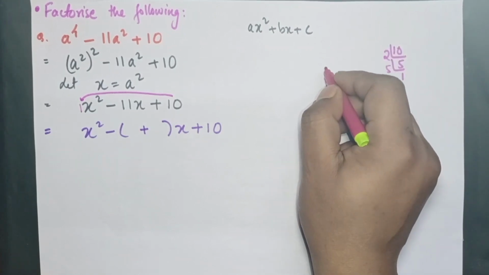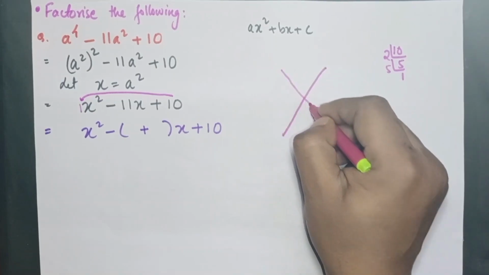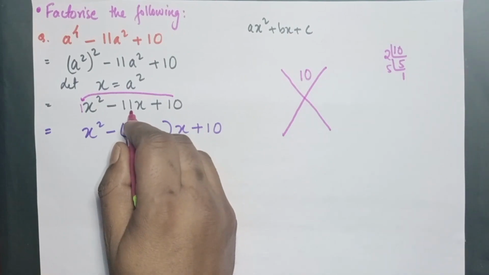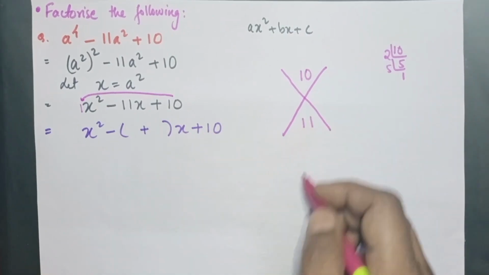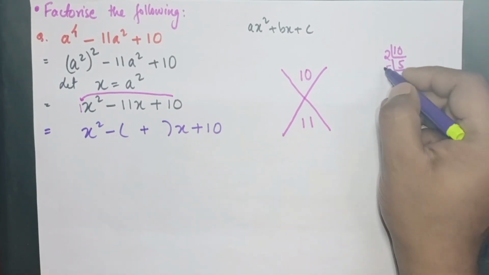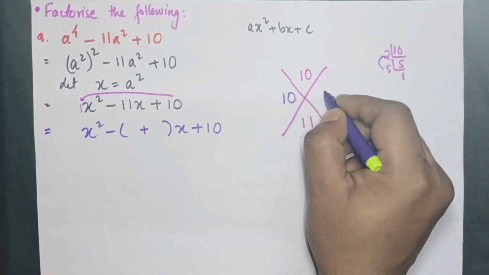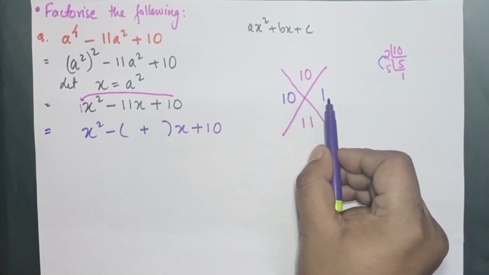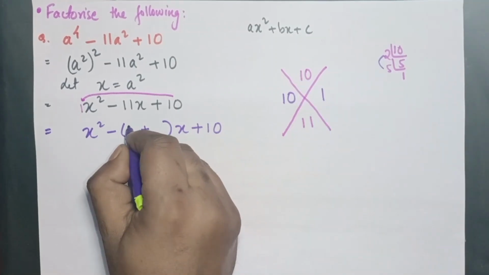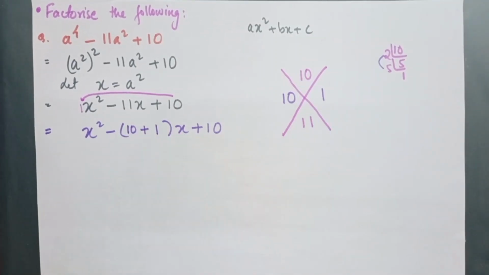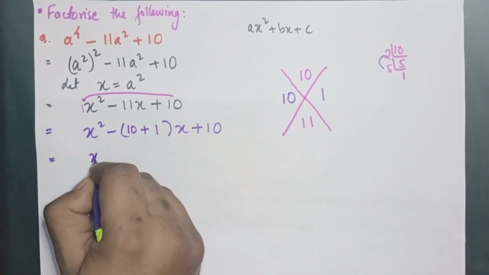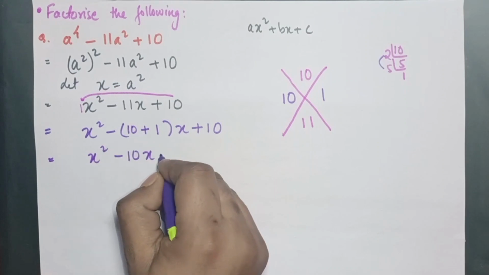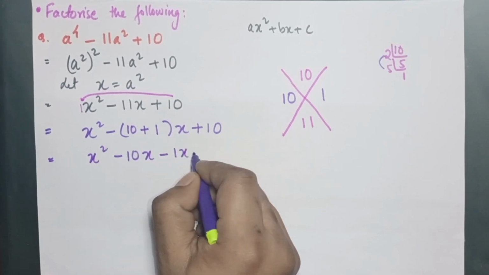Okay, now we have to make a cross. After multiplying, it should give 10, and after adding, how much should it get? 11. So can you tell me what it will be? 5 twos are 10, so it will obviously be 10 and 1. So magic, you can see 10 ones are 10, 10 plus 1 is 11. So what can I write? 10 and 1. So this will be x square minus 10x minus 1x plus 10.